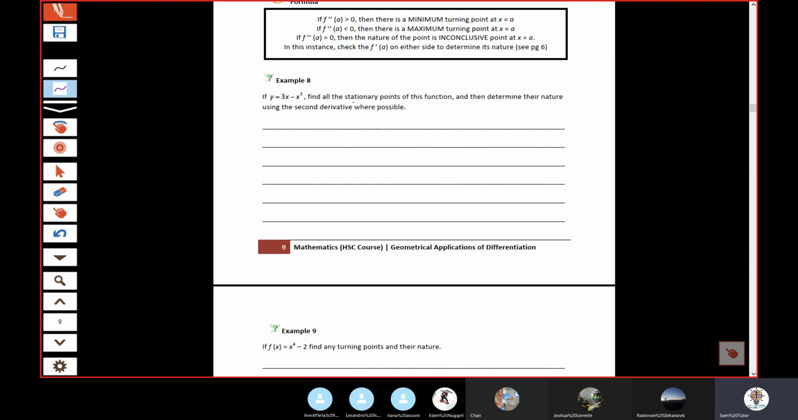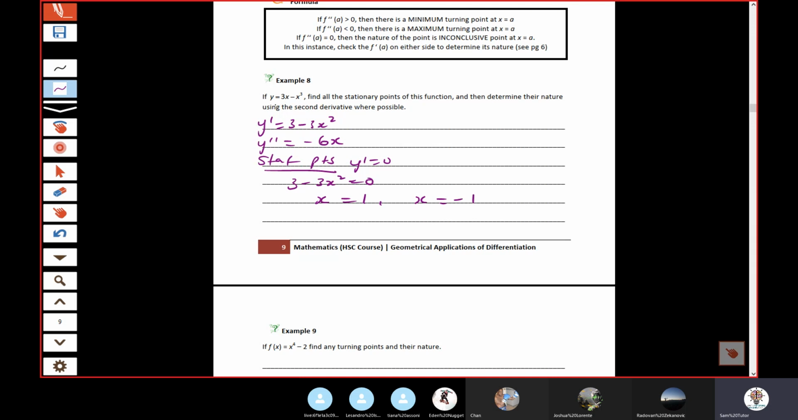This one, if y is this, find all stationary points and determine their nature. Y dash is 3 minus 3x squared, y double dash equals negative 6x. Learn to underline like I do, stat points, and then I write y dash equals 0. It looks neat, because imagine in your exam, it's going to be a whole book of just writing everything. You want to keep things neat. So when you're coming up to sketching your graph, you can identify your points easily. Stat points, make this equal to 0. I think we can already see x equals 1 and x equals negative 1.